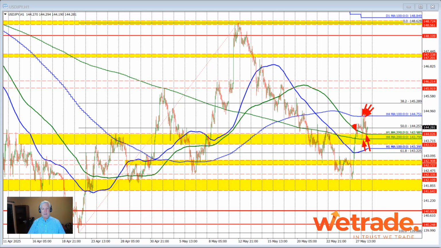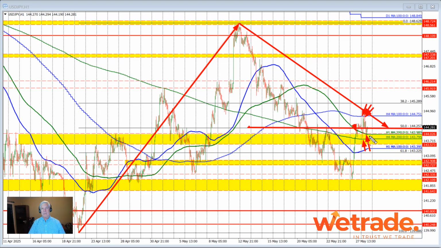The price, like the euro versus US dollar, has a 50% retracement of the move up from the April low to the May high. That is also in play. That level comes in at 144.25, and it will be the pivot point between the two moving averages up here and down here. The 50% midpoint is a pivot in between. So sellers against the 100-bar moving average on the 4-hour chart did okay.